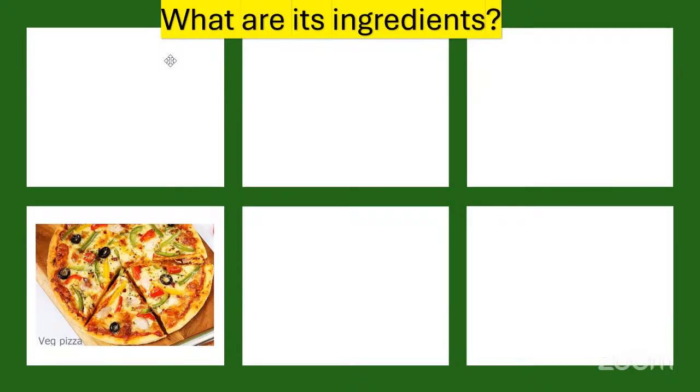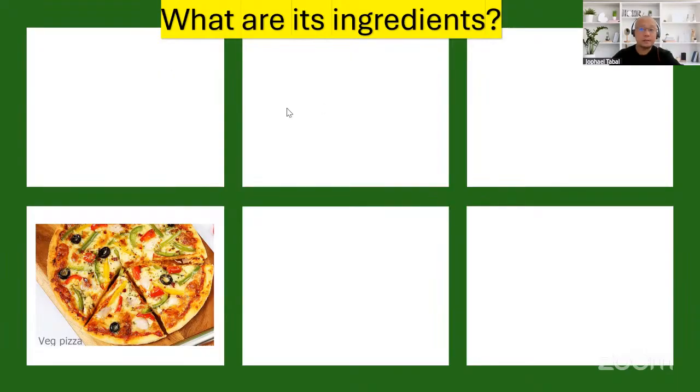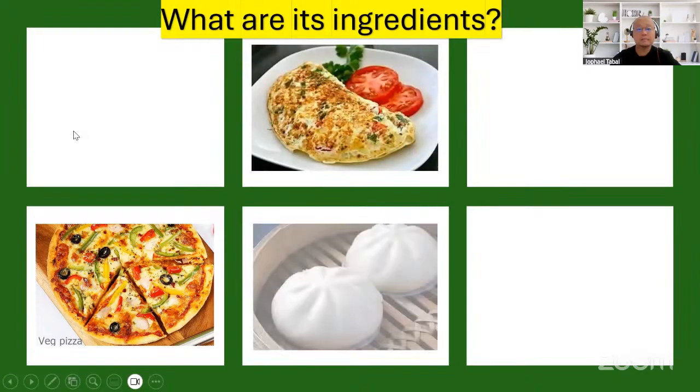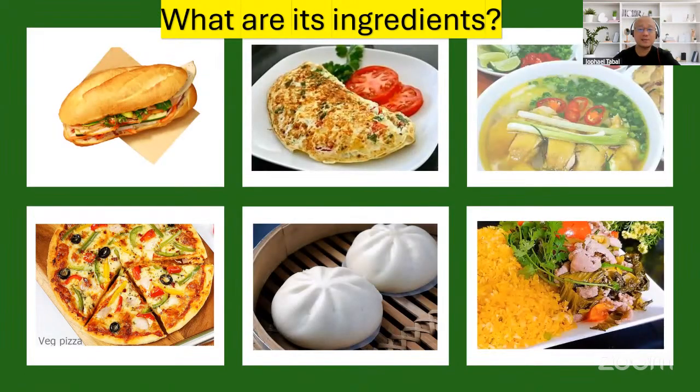Okay, so what we need to do right now is, I want you to look at the picture here. I will show you different food, okay? There are six different types of food. So we have here a pizza, fried rice, chicken soup, omelets, bread, and bun, okay?